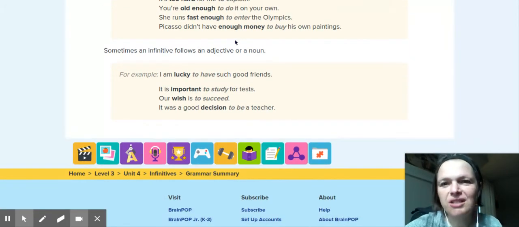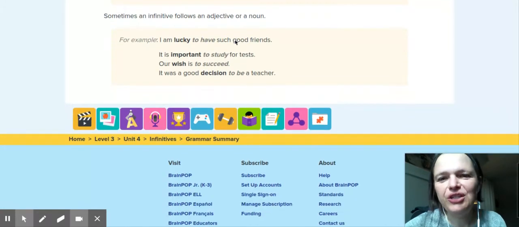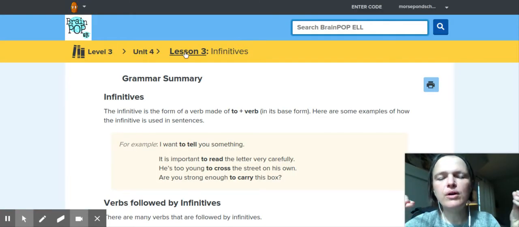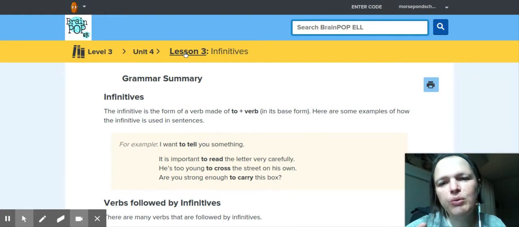So it's important to study. Our wish is to succeed. It was a good decision to be a teacher. So that's the whole lesson. Infinitives is just using that to form of the verb: to plus the verb. I think you're going to do a great job on this lesson.